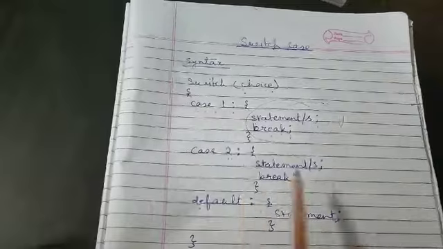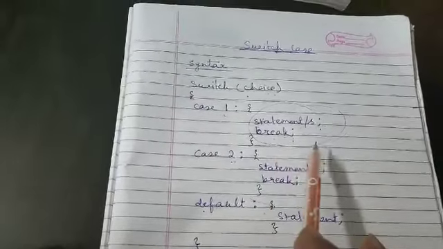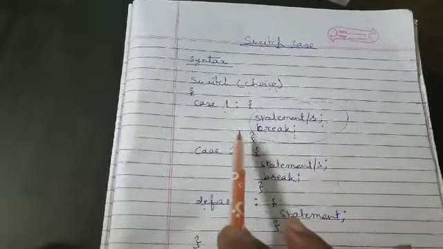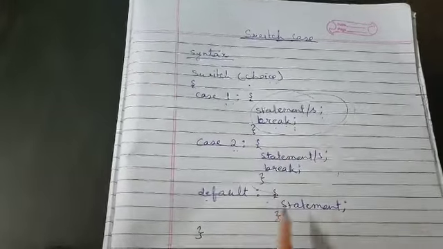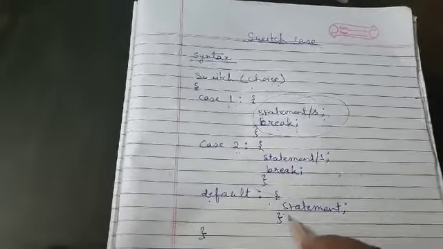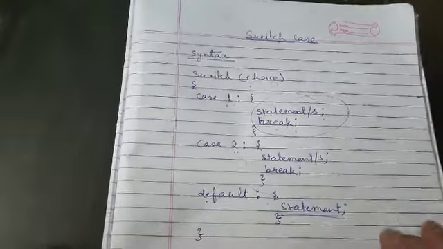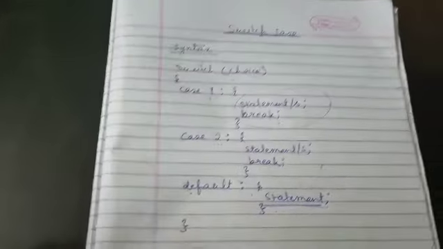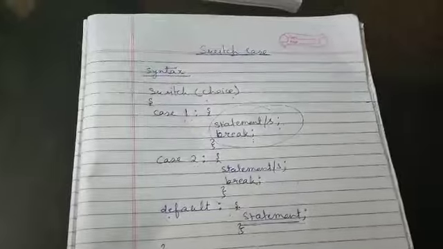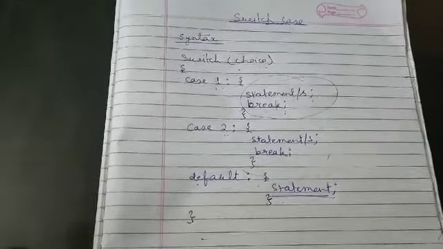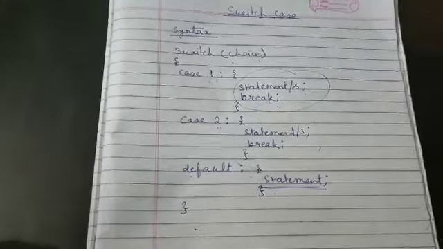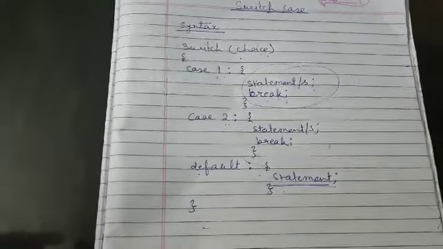Why default? Because 1 and 2 are not available in your choice, and we do not have a program to provide to the user, so it will give you this default statement. Generally in the default statement we write invalid input, or your choice is wrong choice, like that. Whatever statement we write, that is going to be printed.